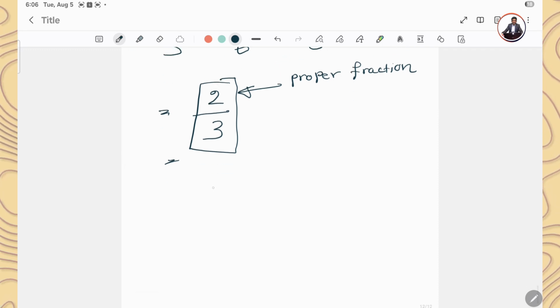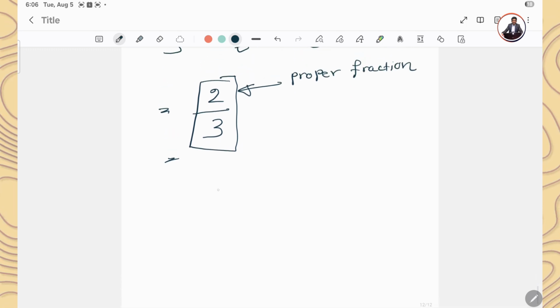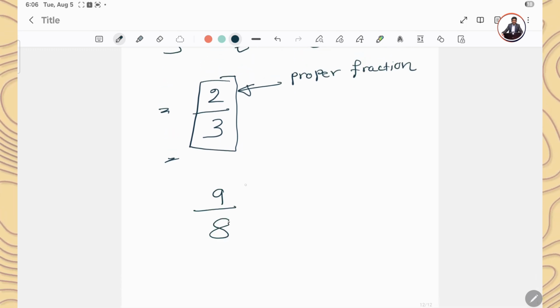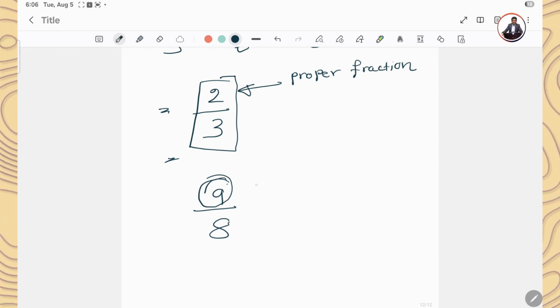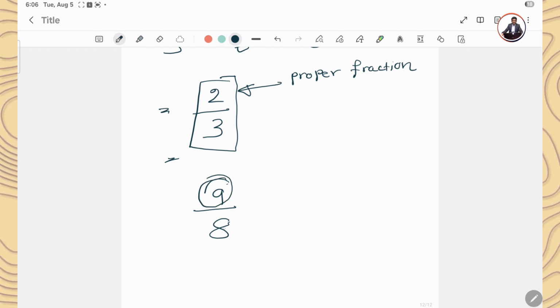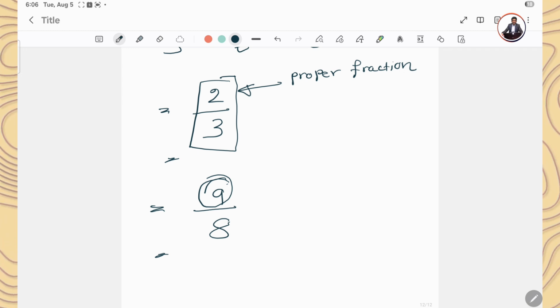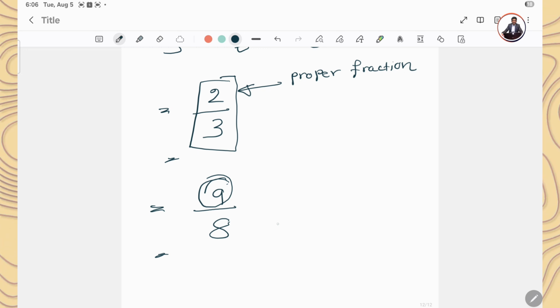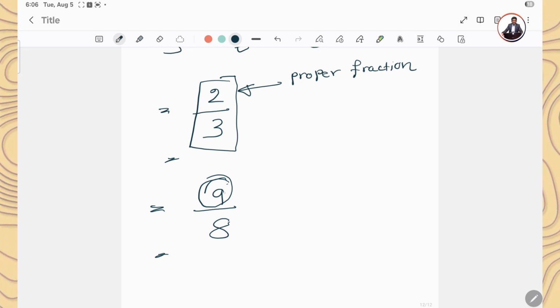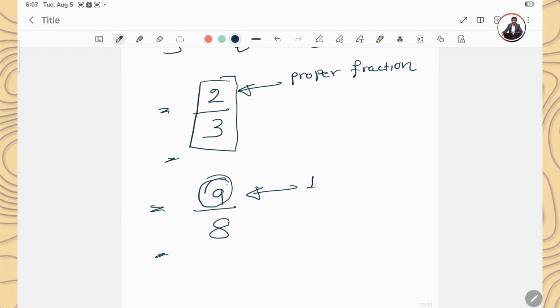If the numerator is bigger than the denominator, for example 9/8, in here the numerator is bigger than the denominator, so the final answer would be over 1 point something. When you divide 9 by 8, you get 1 point something, and this sort of fraction we call an improper fraction.